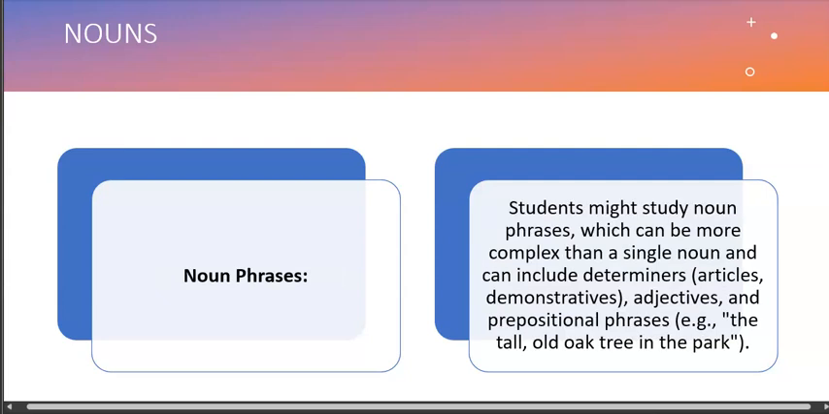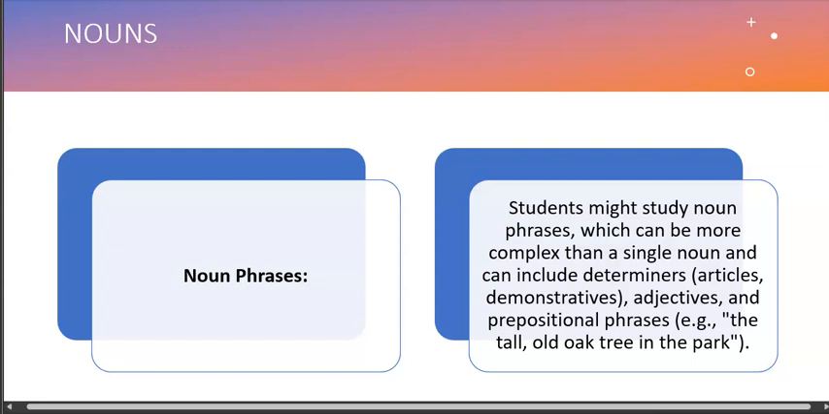The next one is the noun phrase. Now, we have something called the noun phrase. Students must study noun phrases, which can be more complex than singular nouns and can include determiners like articles, demonstratives, adjectives, and prepositional phrases, like the old or the tall old oak tree in the park. So we have these noun phrases.